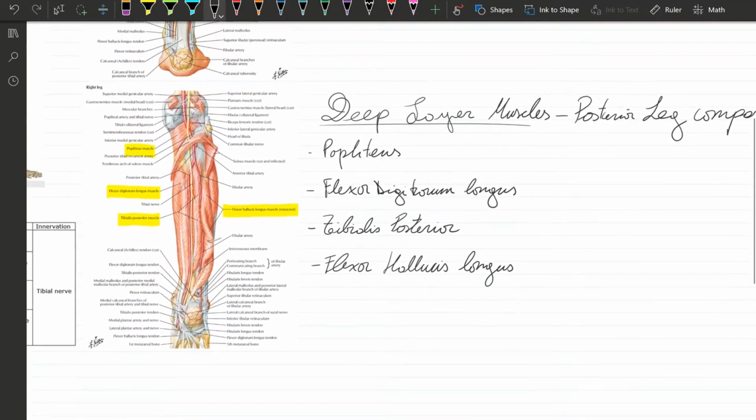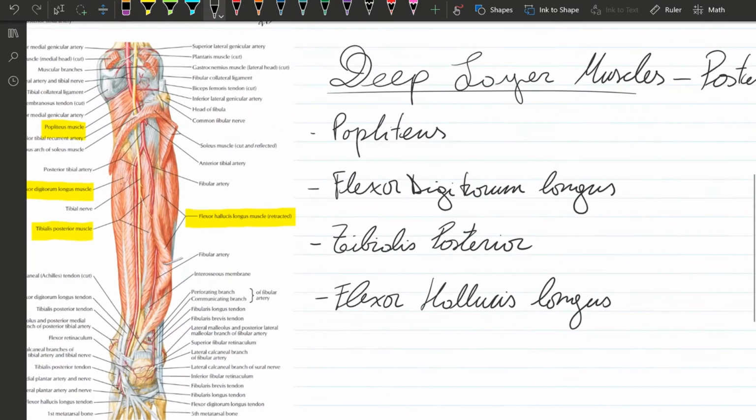The popliteus is going to be originating at the lateral condyle of the femur. It's going to have an insertion at the posterior surface of the tibia above the soleal line. I'm going to draw the soleal line right there. So it's above it. And it's going to have an action of stabilization and unlocking of the knee joint. And its innervation is going to be the tibial nerve.